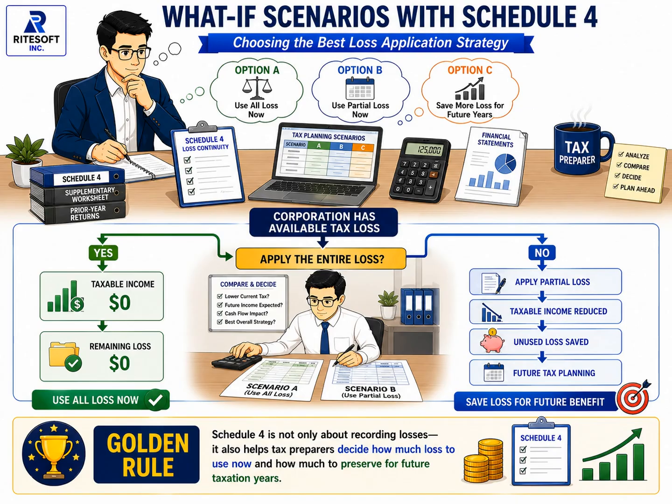This still reduces the current year's taxable income, but it leaves some of the loss available for future taxation years. Depending on the corporation's future business plans and expected profits, this may be a better long-term strategy. Notice that both options follow the tax rules. The difference is that the tax preparer is evaluating which approach best fits the corporation's overall tax situation.